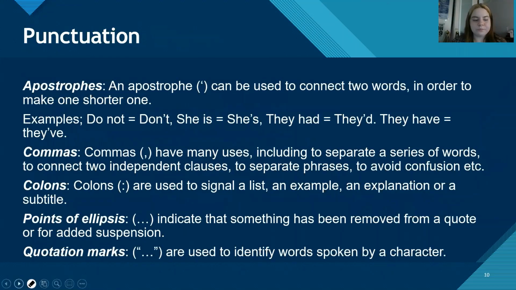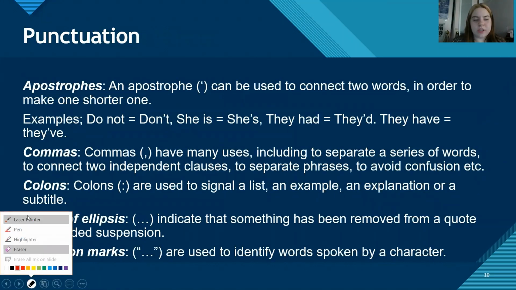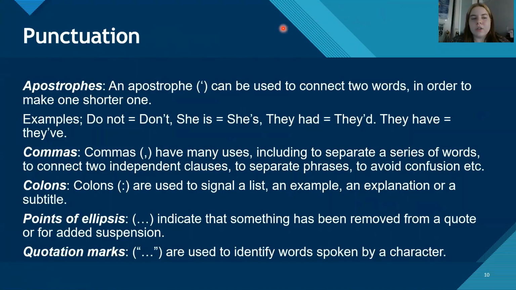Now onto punctuation. So apostrophes, as you can see here, can be used to connect two words in order to make one shorter word. Examples include do not is equal to don't, she is equal to she's. Commas have many uses, including to separate a series of words, to connect two independent clauses, and to separate phrases, and to avoid confusion.